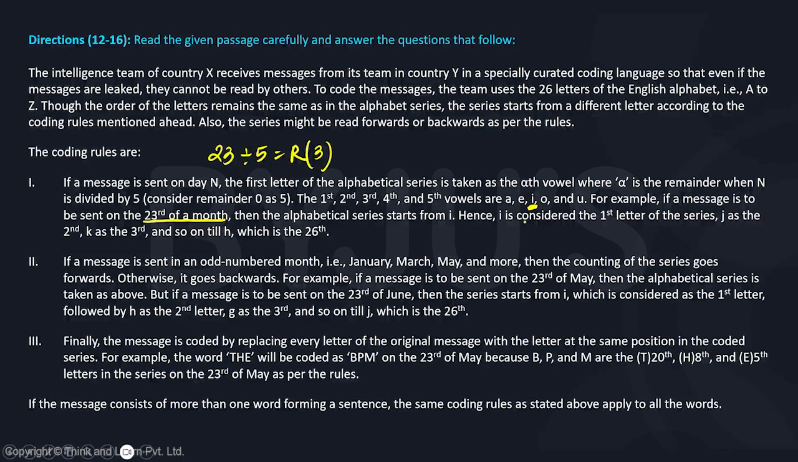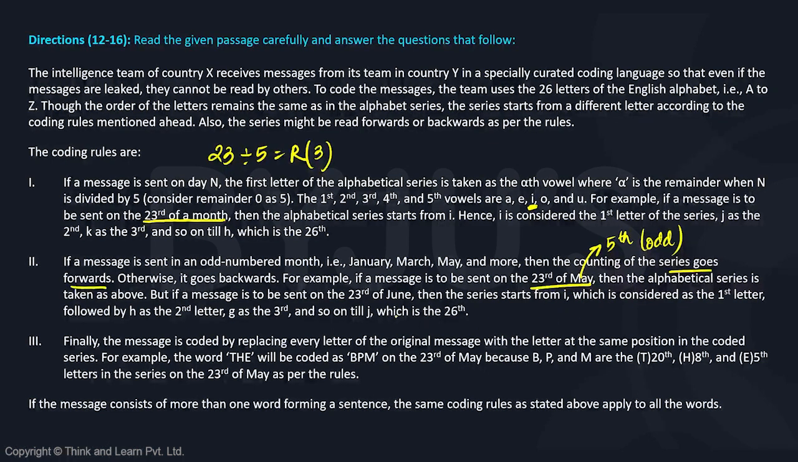Second rule states, if a message is sent in an odd numbered month, that is January, March, May, July, September, November, then the counting of the series goes forwards, otherwise it goes backwards. For example, if a message is to be sent on 23rd of May, and May is the 5th month of a year, which is odd, that means the series will go forwards, as in it will be a proper I, J, K, L, M, N, O.